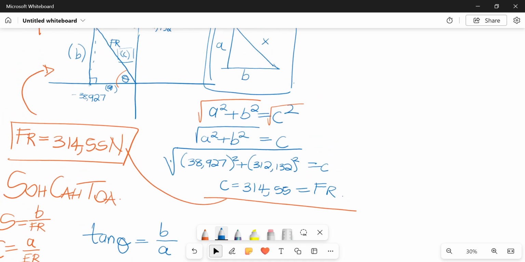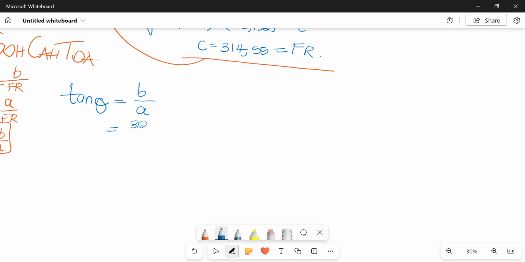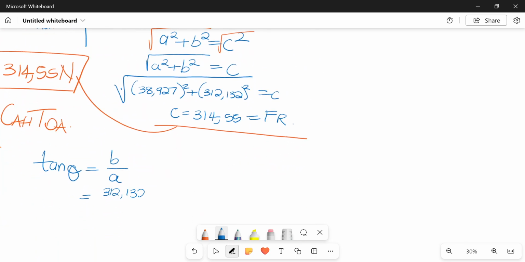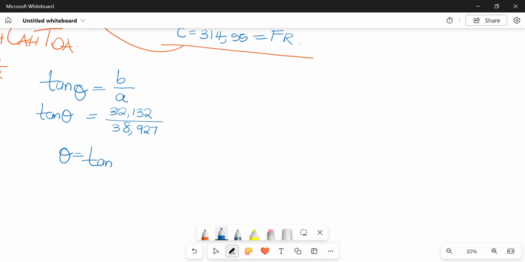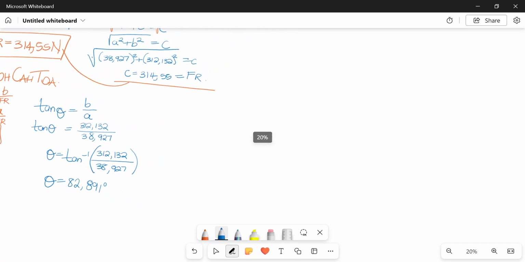Okay, and our B, which was essentially the height, was 312.132. Then our A was 38.927. Okay, that's our tan of theta. Then our theta will essentially be the shift of tan over 38.927. Then you plug this into your calculator. Then I get an angle of 82.891 degrees.